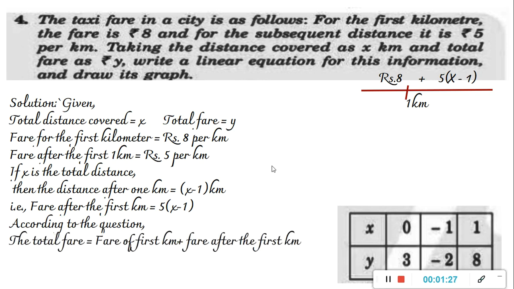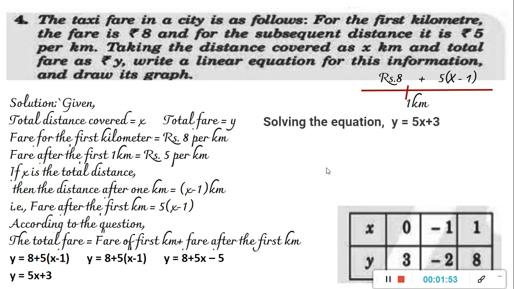So according to the question, the total fare is equal to the fare of the first kilometer plus the fare after the first kilometer. That means y is equal to 8 plus 5 into x minus 1. That will be 8 plus 5x minus 5, and 8 minus 5 is 3. So we will get the equation y is equal to 5x plus 3, right?